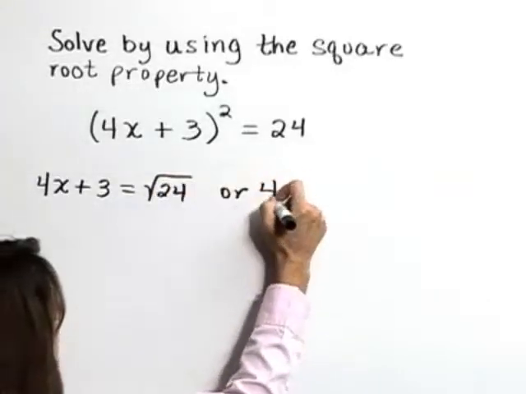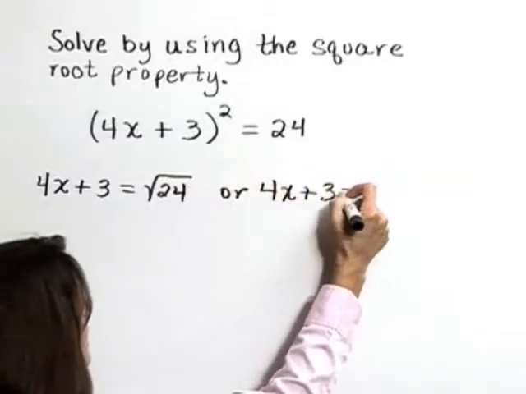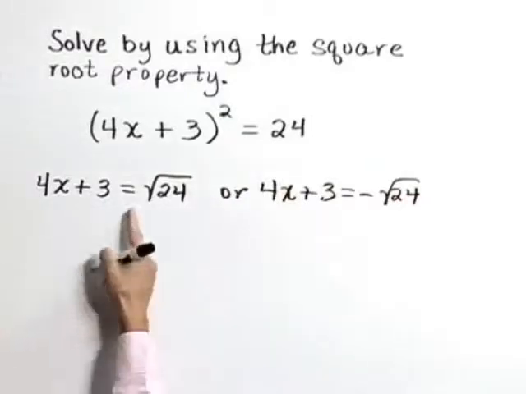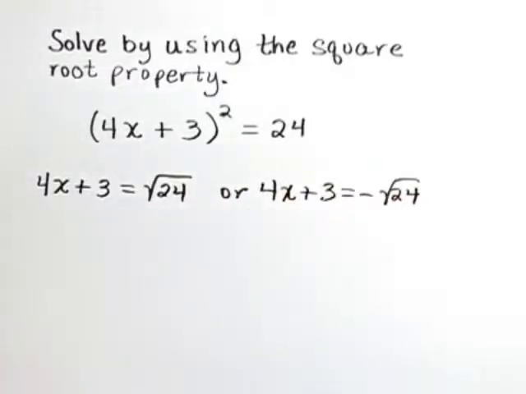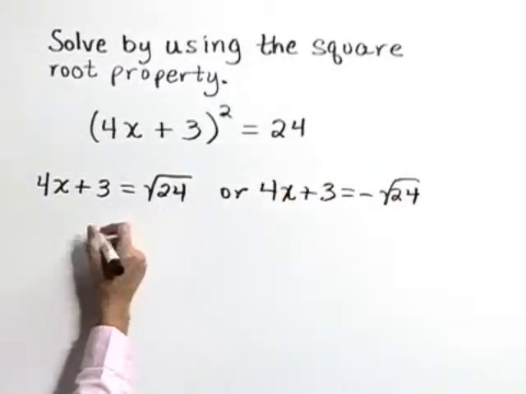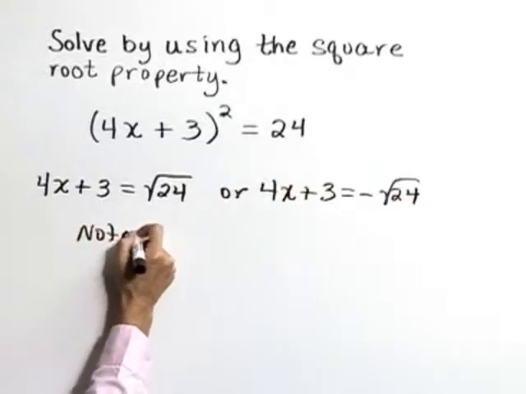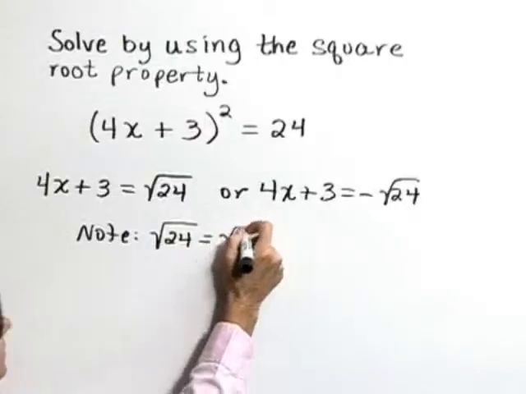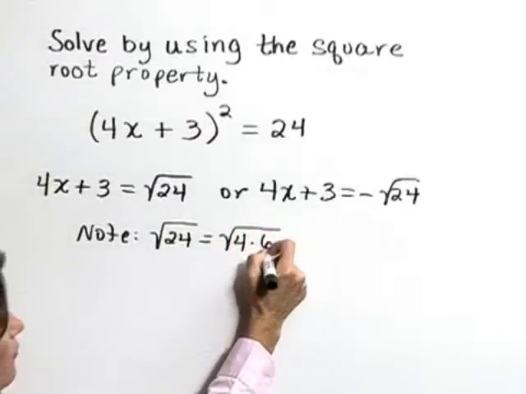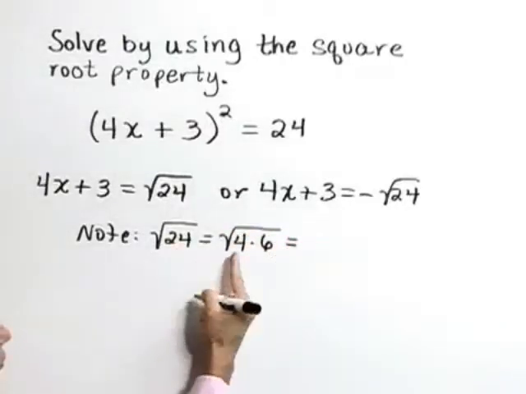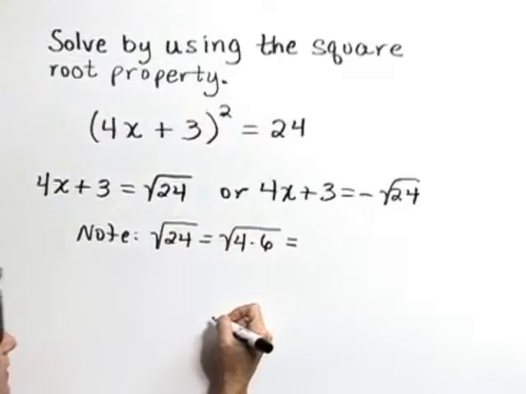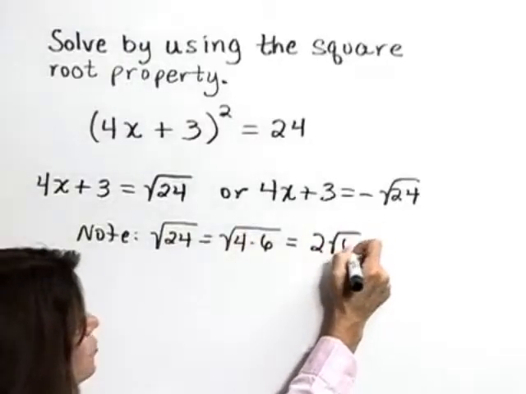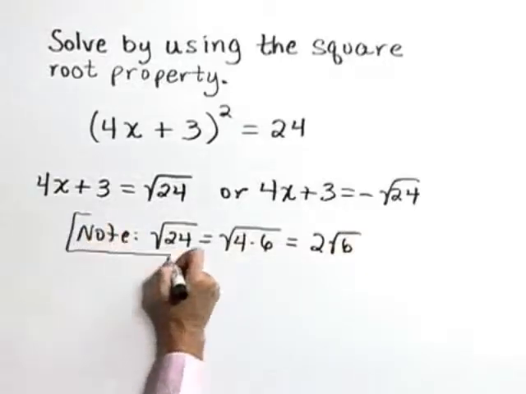root on the left, 4x plus 3 is equal to the negative of the square root of 24, considering both roots. Now, let's make a note here that the square root of 24, as we simplify it, has a perfect square factor of 4. Square root of 24 is equal to the square root of 4 times 6. That square root of 4 is 2, so we can write that as 2 times the square root of 6.